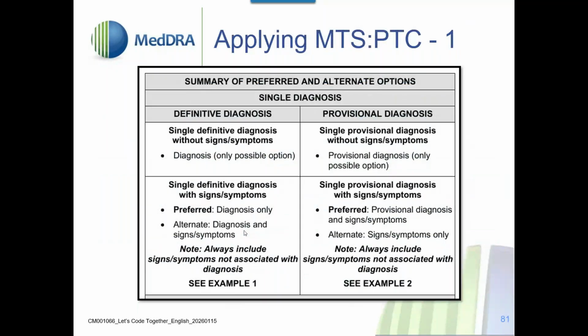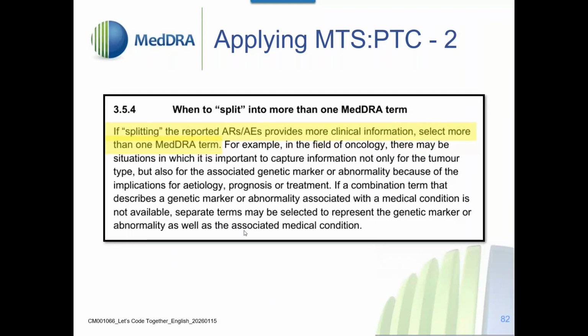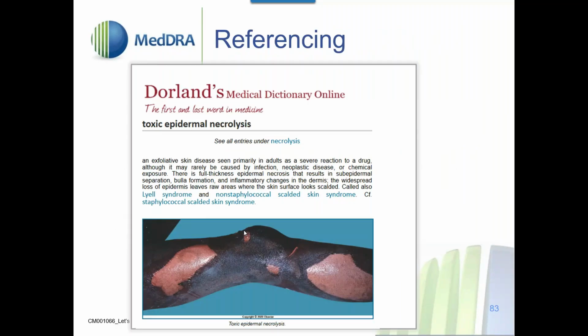So what do we learn from the points to consider document? Well, points to consider says if it's a confirmed diagnosis and you have signs and symptoms, you should check whether the signs and symptoms are characteristic. And if they are, the preferred approach is just to code the diagnosis. But it's equally acceptable to code everything. And sometimes by coding everything, you can use medical judgment that it might give you more clinical information. And that's something to bear in mind with hypersensitivity. In the points to consider document, it says, if splitting the reported adverse event provides more clinical information, select more than one MedDRA term. So this is what, if you get more clinical information, you may want to capture more of the elements, more of the symptoms. Are the symptoms that this lady had typical of toxic epidermal necrolysis?